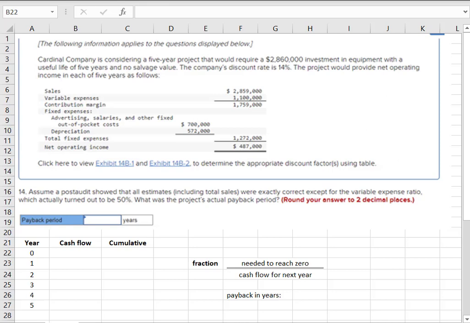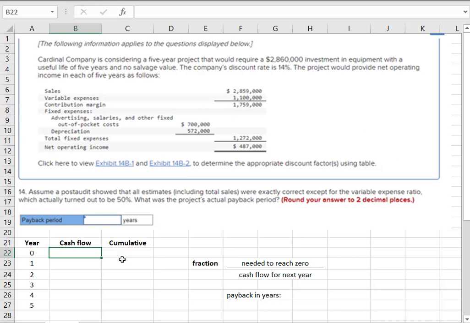Hello everybody, I wanted to go over this payback problem with you. With payback, we need to map out the cash flows and then calculate the cumulative cash flows to see when it toggles to be zero. In this particular problem, the cash flows every year are the same.